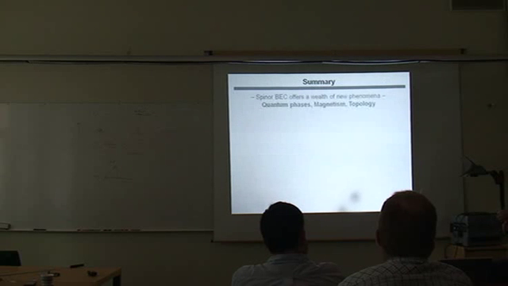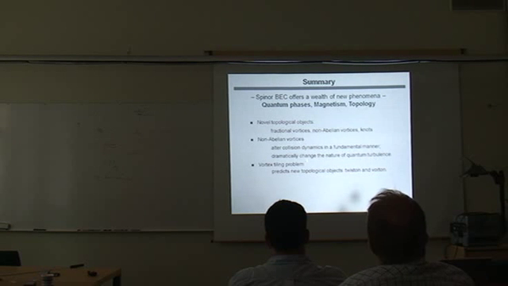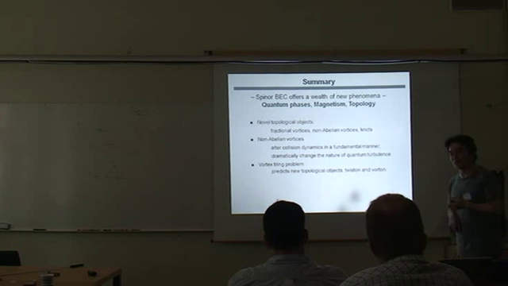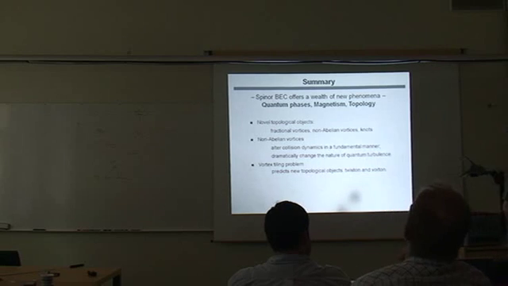Okay, so I hope I have convinced you of the fact that spinor BEC offers various new phenomena in terms of quantum phases, magnetism, and topology. We have new topological objects, and the non-Abelian vortices give rise to an interesting feature in terms of component patterns. And the vortex tiling problem predicts new topological objects and new core deformation. This is all I want to tell you. Thank you very much for coming.